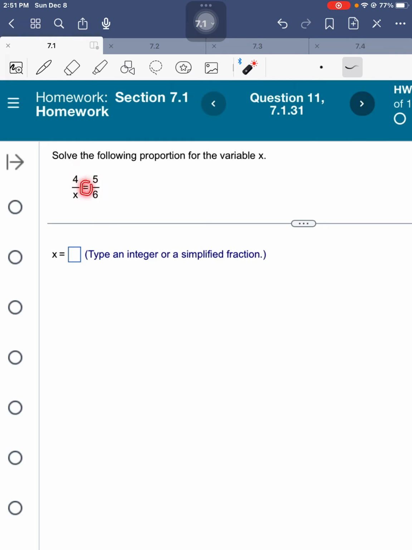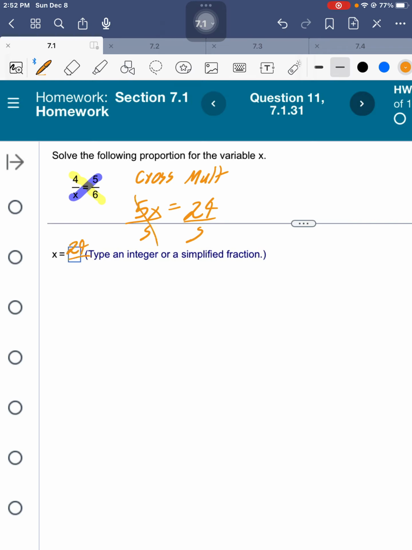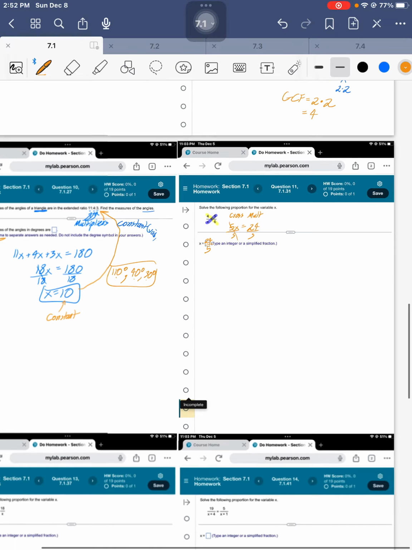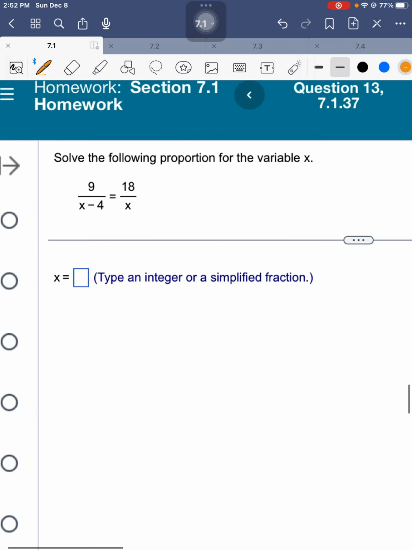So now, this one: solve the following proportion for the variable x. Well, what are these? This 4 and 6. Okay, first, before any of that, I have an equal sign here. So what do I need to do? If I have an equal sign, I need to cross multiply, right? So now my 4 and 6 are my extremes, and my x and 5 are my means. So let's cross multiply. I'm gonna have 5x equals 6 times 4, 24. Divide by 5, divide by 5. x is 24 over 5. That's it. That's all there is to it.